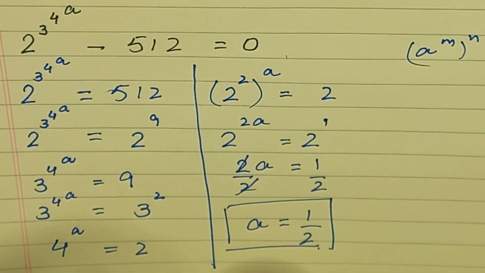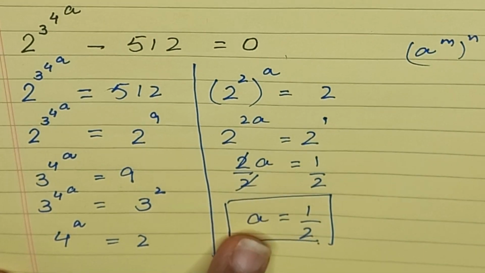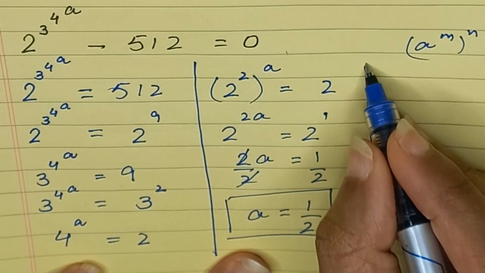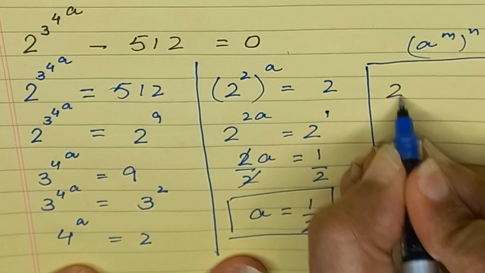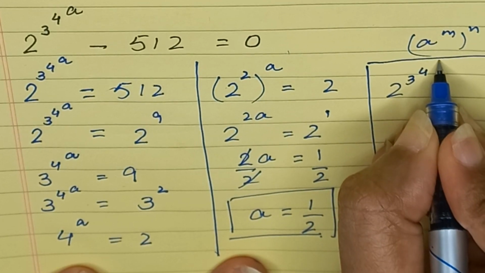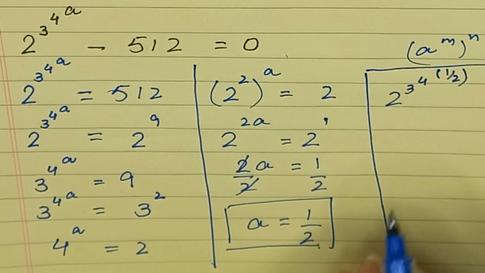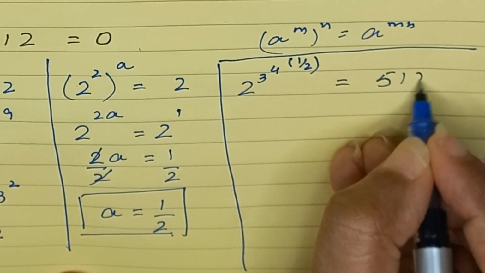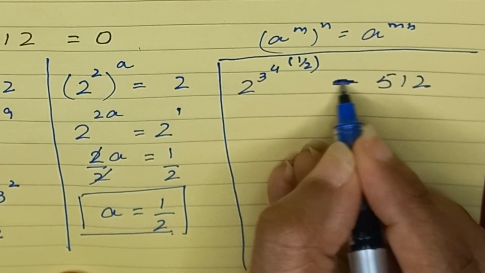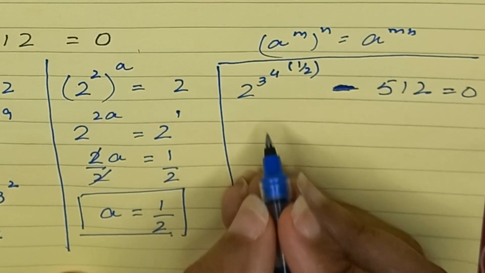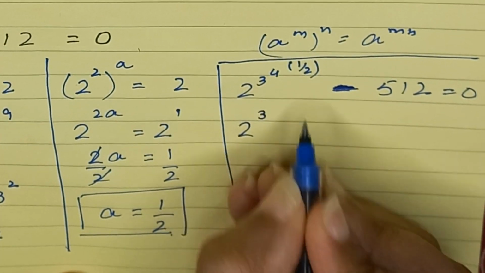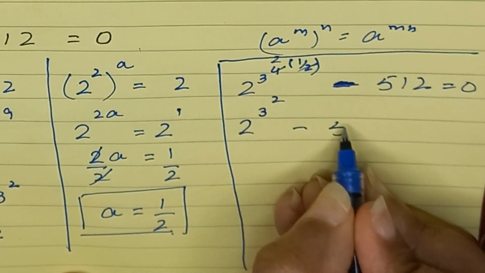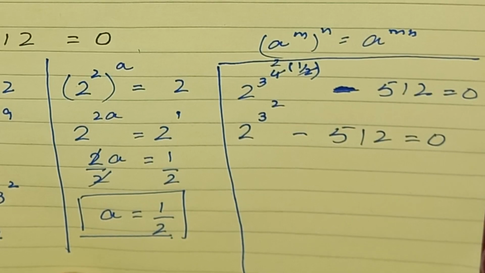Now we will check whether the value of a is correct or not. To check, 2 raised to the power 3 raised to the power 4 raised to the power 1 divided by 2, which is equal to 512, minus 512, is equal to 0. So from here it will become 2 raised to the power 3, 2 1 time 2, 2 2 time 4, 3 raised to the power 2 minus 512, which is equal to 0.